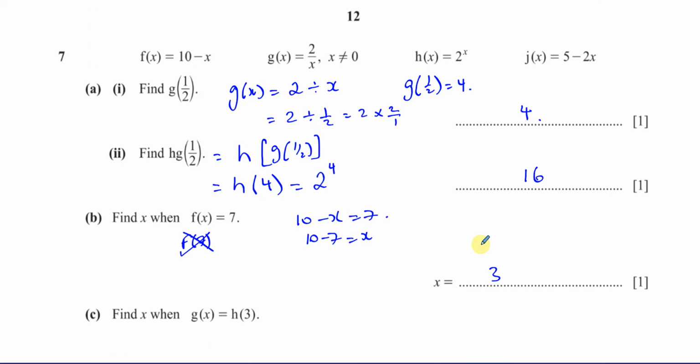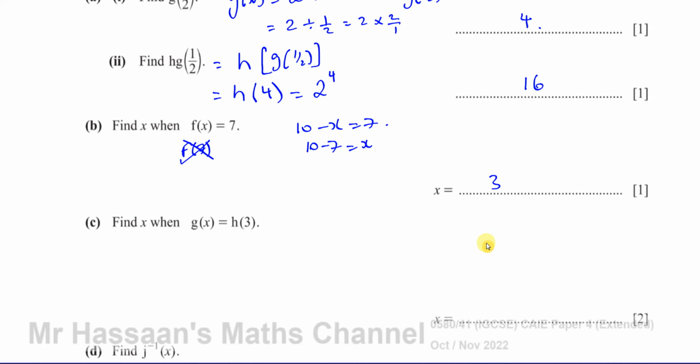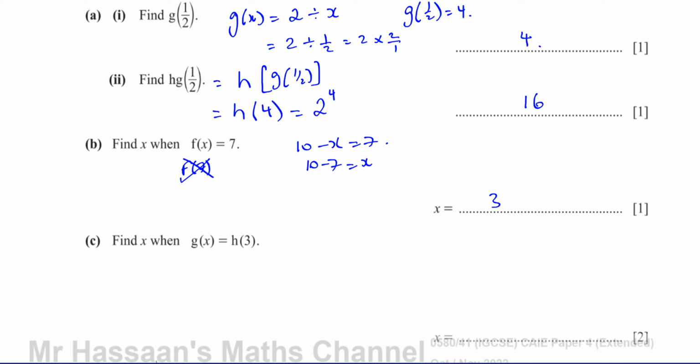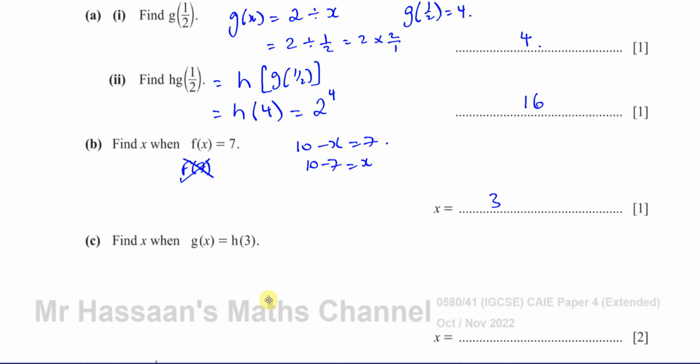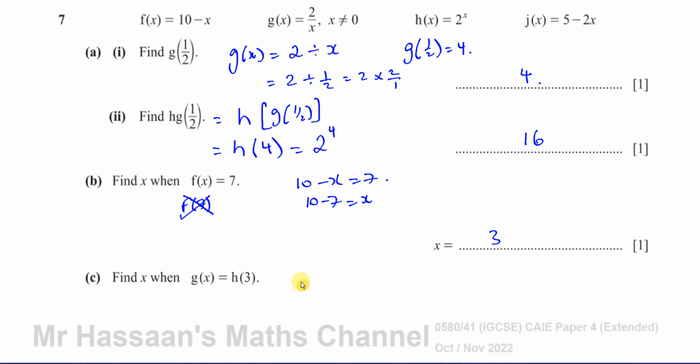Then it says find x when g of x equals h3. Okay, so we've got to find x when g of x equals h3. So we take g of x, which is this function here, and we equate it to h3. So g of x is 2 over x, and h3 is when we take this function h and we replace the x with 3. So this is 2 to the power of 3. We can see that h3 is equal to 2 to the power of 3. Right, replace x with 3, that gives you 8.